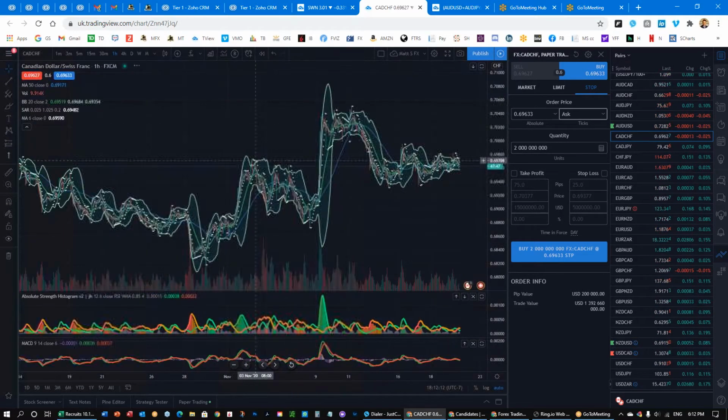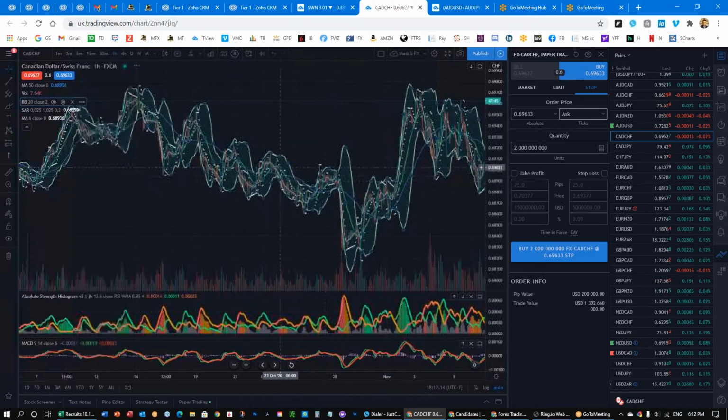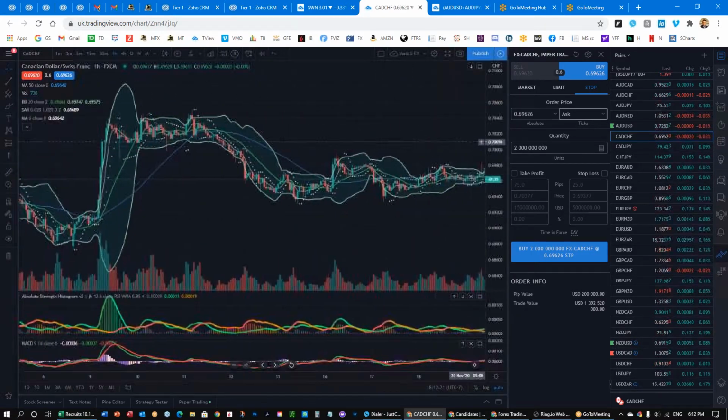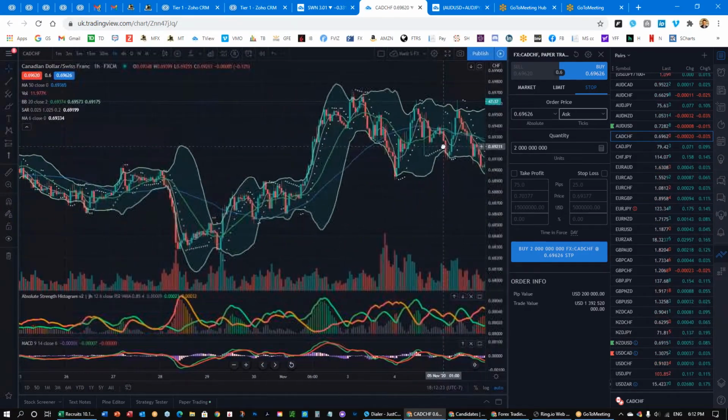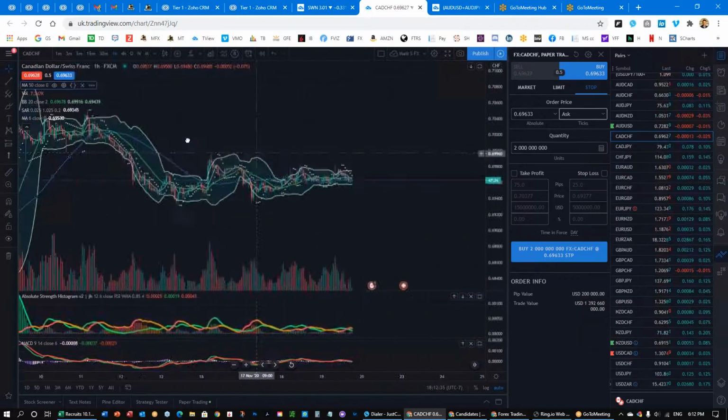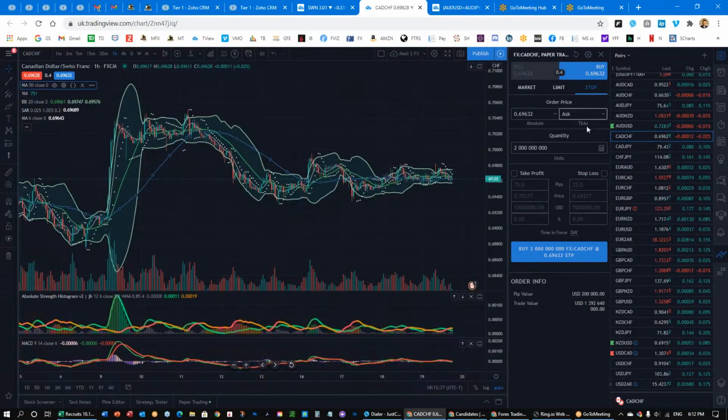For example, let's look in the past and see when it's done this. Here's one right here, similar distance as what we have now. If someone would have put a bracket trade on right here, they would have scored all of that gain right there. So I'm going to do that right now and just show you how.